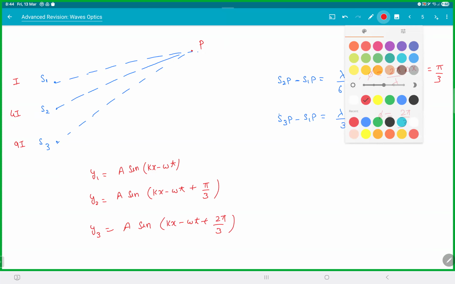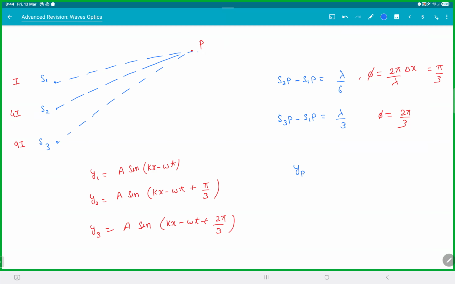So the intensity at point P is actually the resultant of these three waves, y1 plus y2 plus y3. How do you add three sine functions which are looking like this? Wait, I made a mistake. We also know intensity is proportional to amplitude square. So this amplitude must be 2a and this amplitude must be 3a. You're getting it? They don't all have the same amplitude, because intensity is proportional to amplitude square. So S1's amplitude will be a, this will be 2a, and this will be 3a.